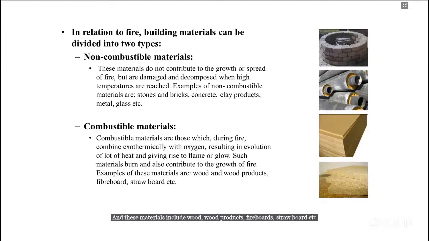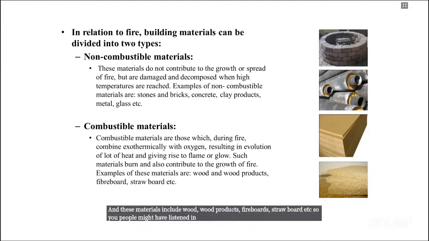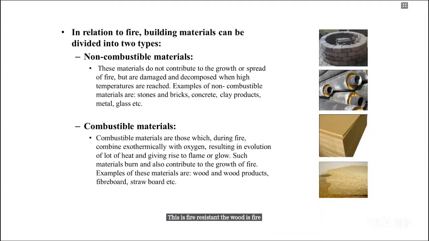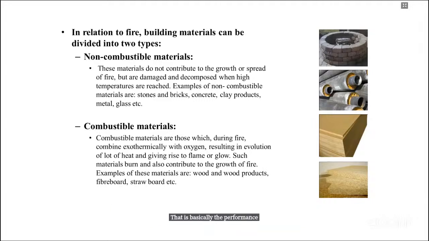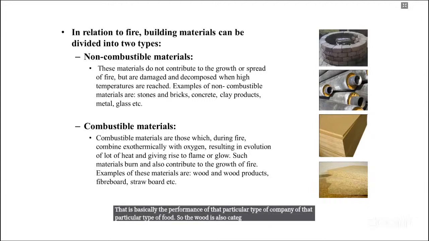So you people might have heard in the market that this is fire resistant. The wood is fire resistant up to 30%, up to 40%. Okay, this laminate is fire resistant. This company, Green Plywood, is selling it and claiming that it's 40%. That is basically the performance of that particular company, of that particular type of wood. So the wood is also categorized into two parts, softwood and hardwood, and they are also categorized into different performance levels in terms of fire safety and fire resistivity, right?